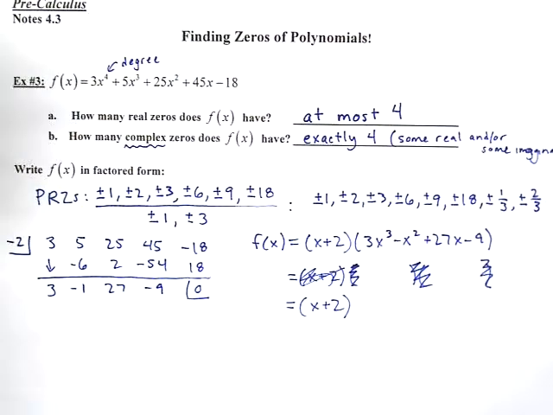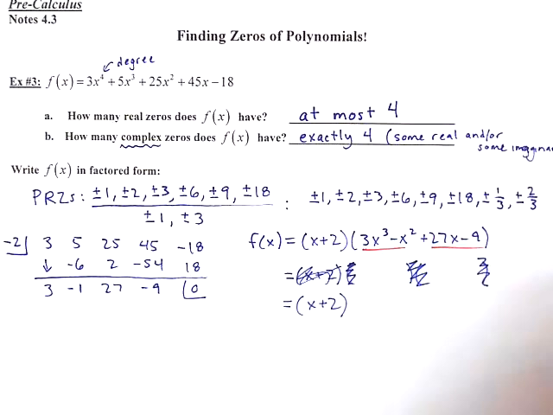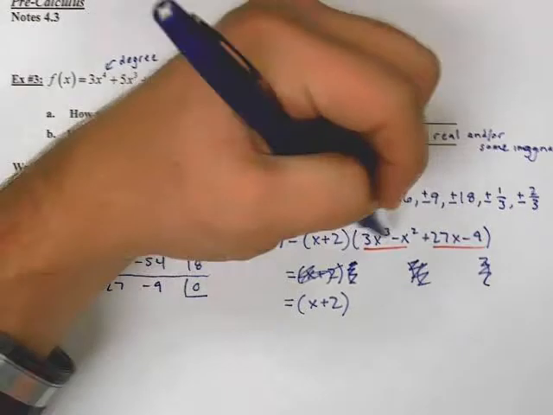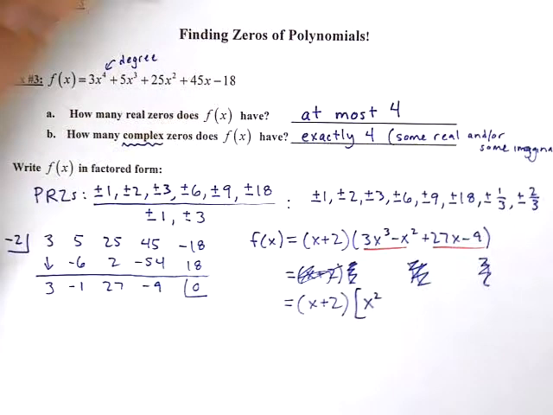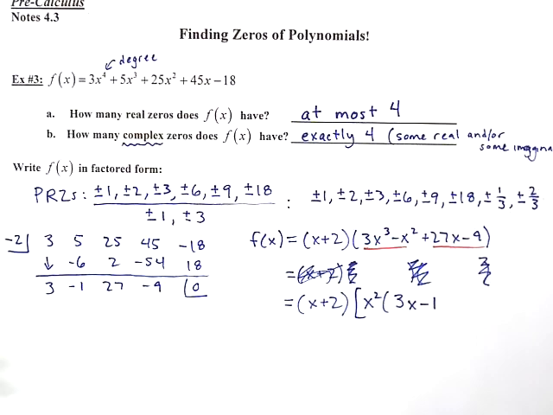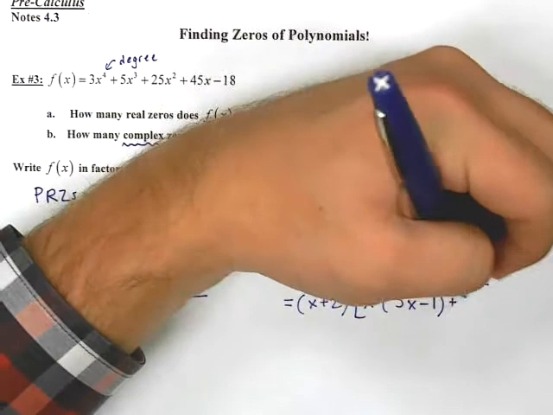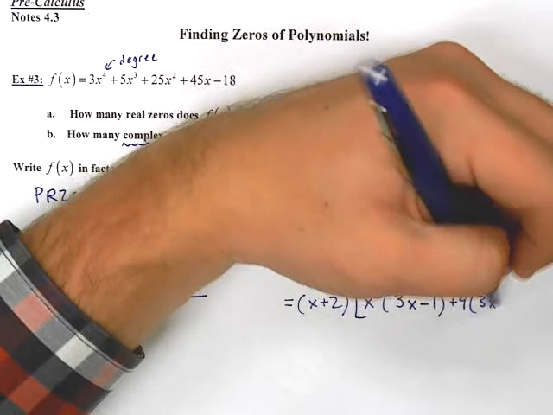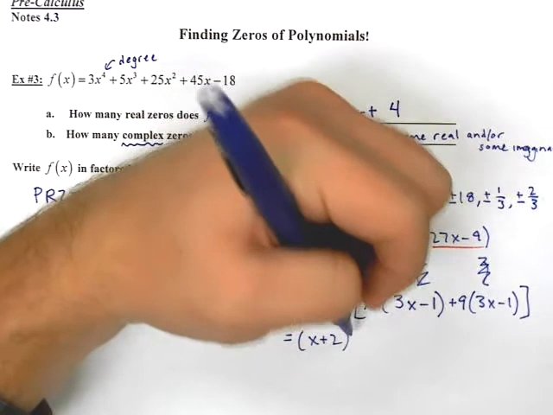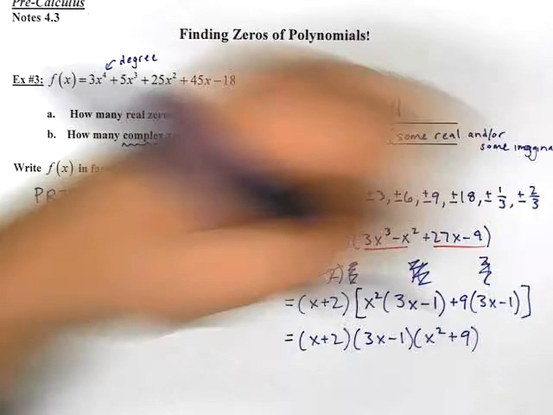Alright, so I know that I'm going to look at the first 2 and the last 2, and I know that I can take out an x squared from the first 2, which leaves me with 3x minus 1. And then what can I take out of the second 2? I can take out a +9, which leaves me with 3x minus 1. Alright, so now we know how this factors. X plus 2, 3x minus 1, x squared plus 9. Alright, this is f of x.